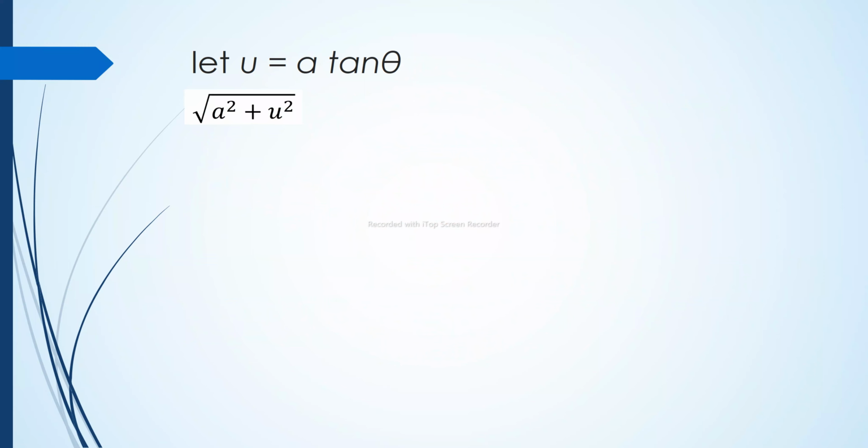Next, this is quite similar with the first one, but that is just plus. So we have here the square root of a squared plus u squared. Again, we just substitute u with a tangent theta, so a tangent theta squared. And then this is just the same story as earlier. We have then this one.